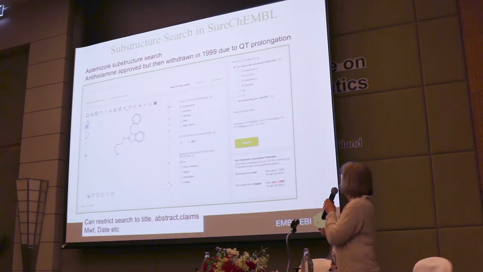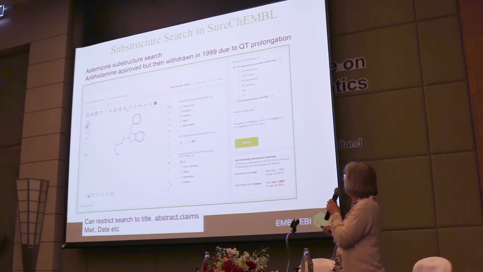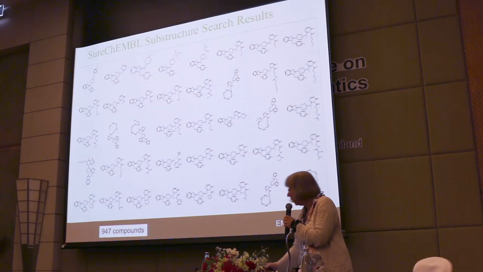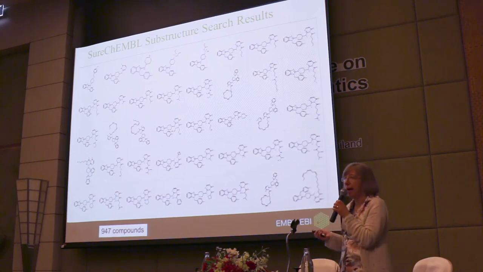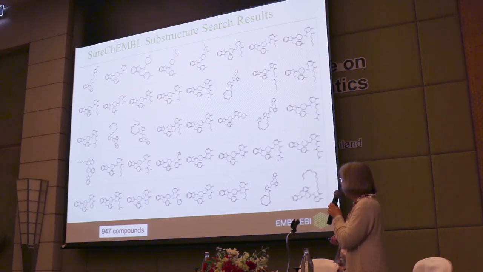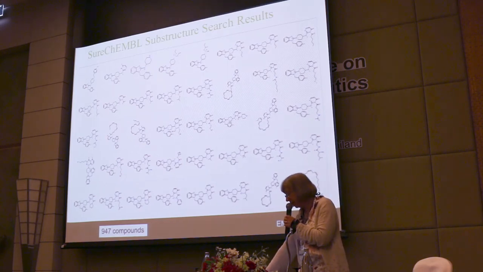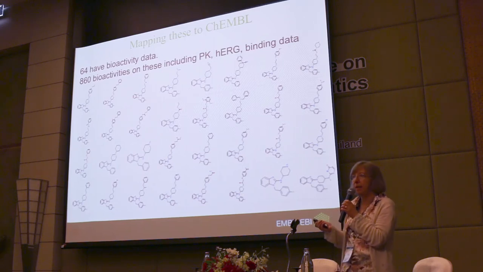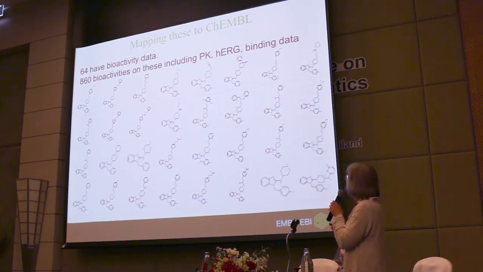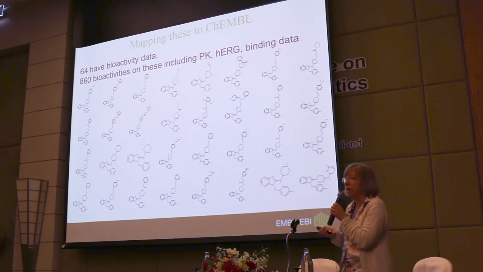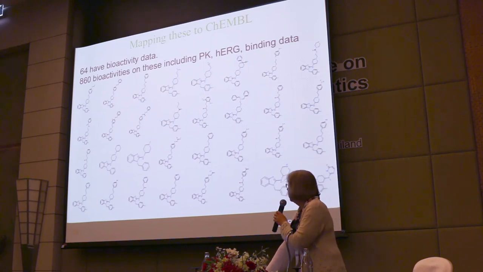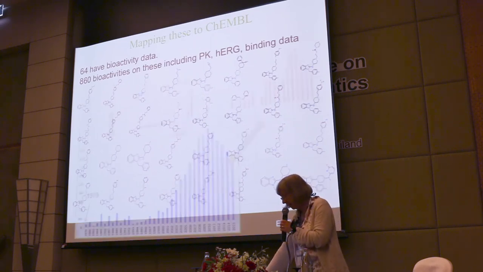We can look at things from a different perspective. You can take a substructure search in SureChEMBL and identify all the compounds that contain that particular substructure. In this case, it's nearly 1,000 compounds. You can map these to ChEMBL and see that about 64 of those actually have bioactivity data, but that bioactivity data includes not just binding to targets, but also other types of data.